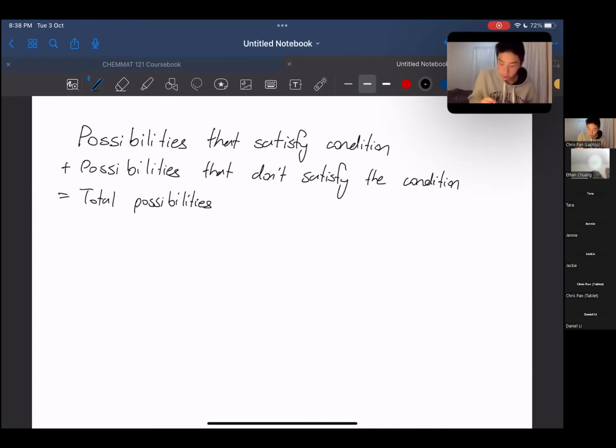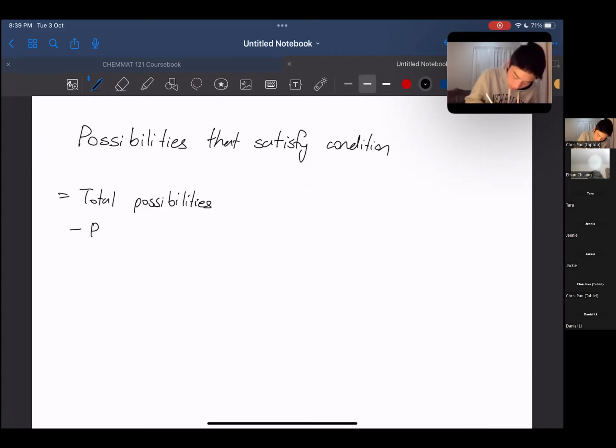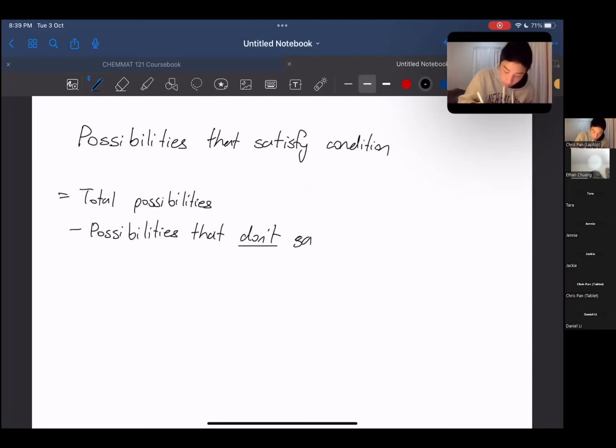So using this, we see that if we just rearrange it a bit, if we move this to the other side, to get the number of possibilities that do satisfy the condition, we need the total number of possibilities and the possibilities that don't satisfy the conditions.